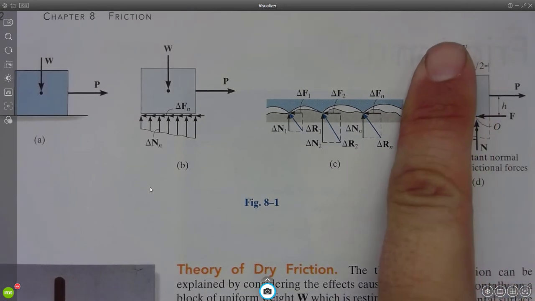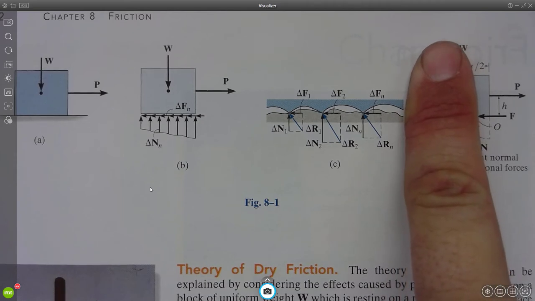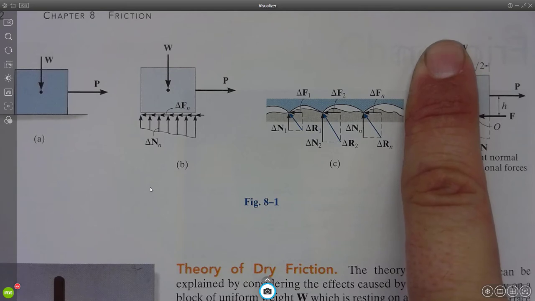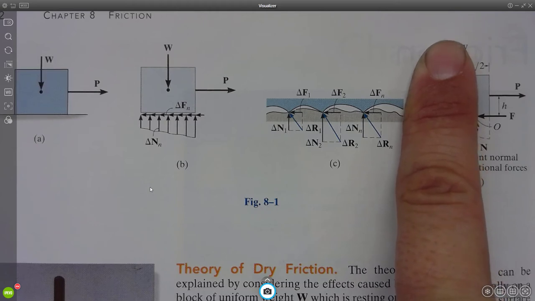Let me just do these two. Is this in static equilibrium? If the box is just acted on by P and F, are we in static equilibrium? It doesn't matter. Let's say it has not overcome it yet. Are we in static equilibrium if P and F are equal and opposite? Really? If P and F are equal and opposite, are we in static equilibrium?